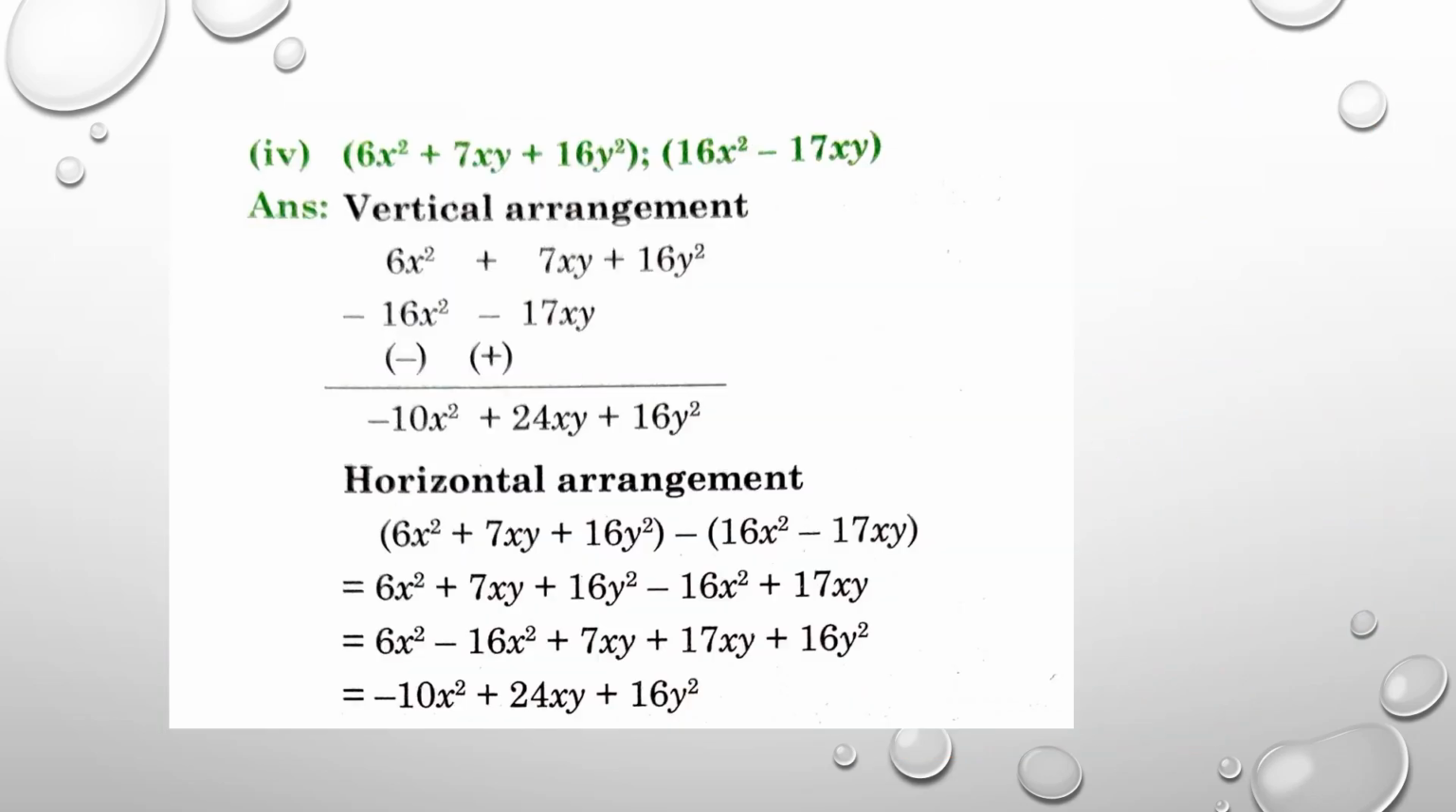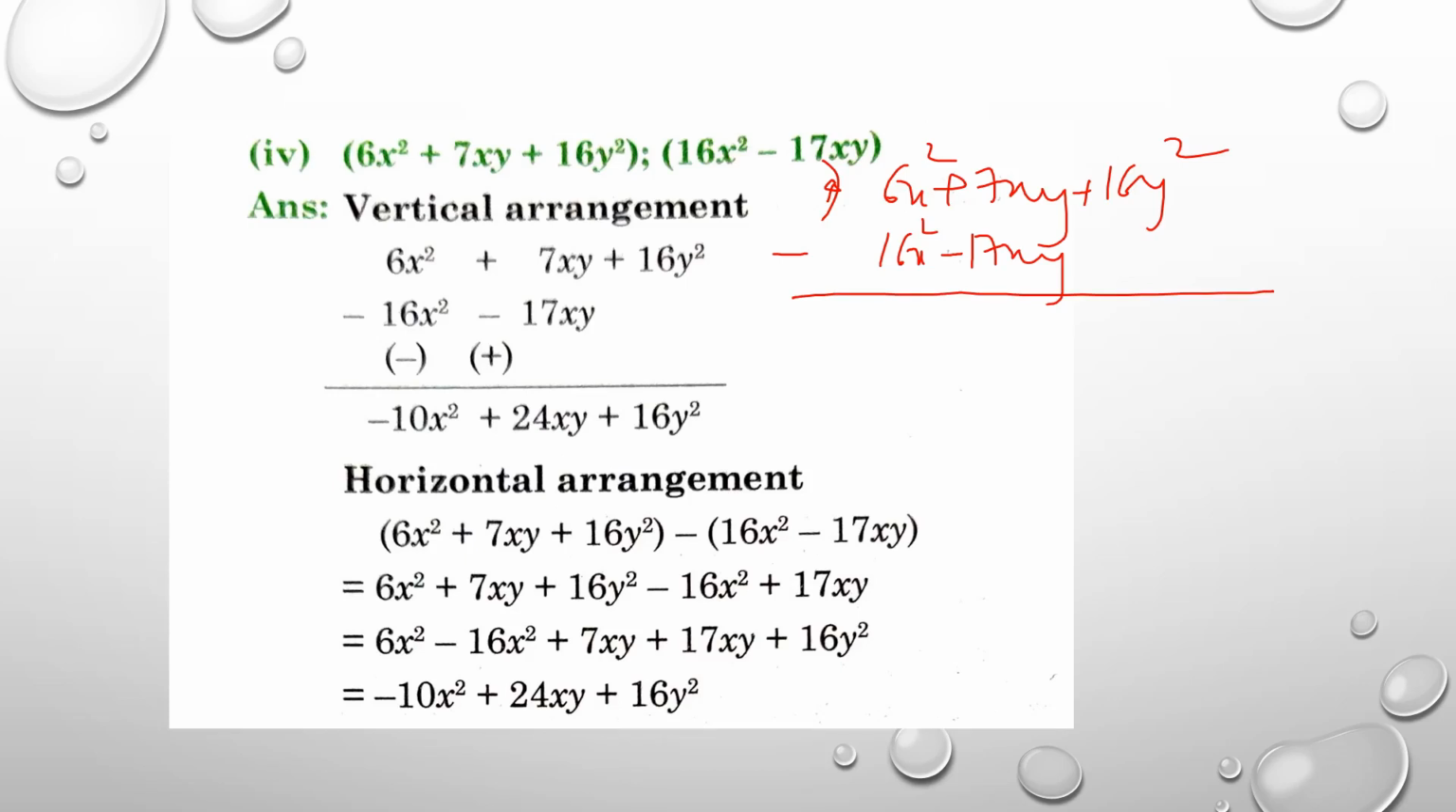Now let us do the fourth sum. 6x square plus 7xy plus 16y square minus 16x square. Now see here, minus 17 where you have to write? Where 7xy is written, there you will write minus 17xy. Okay. Now you have to do subtraction. So when you will do the subtraction, the second expression sign will change. So your minus is there, so here it will become plus, and your plus is there, it will become minus. Okay. Now 16y square you have to write down.